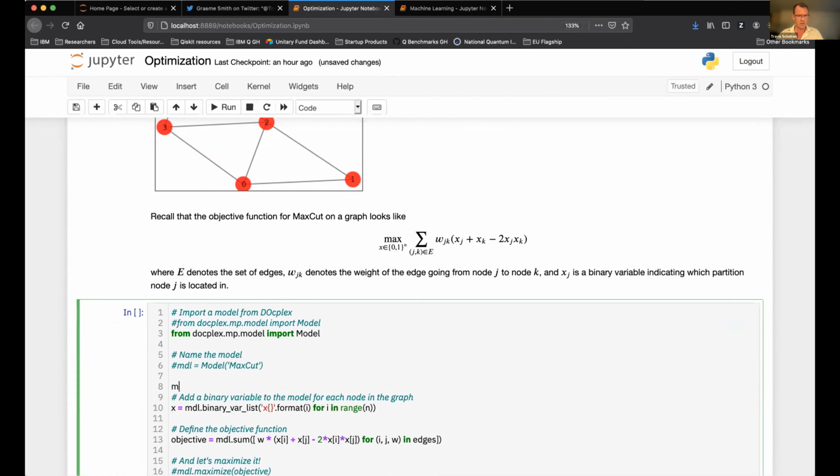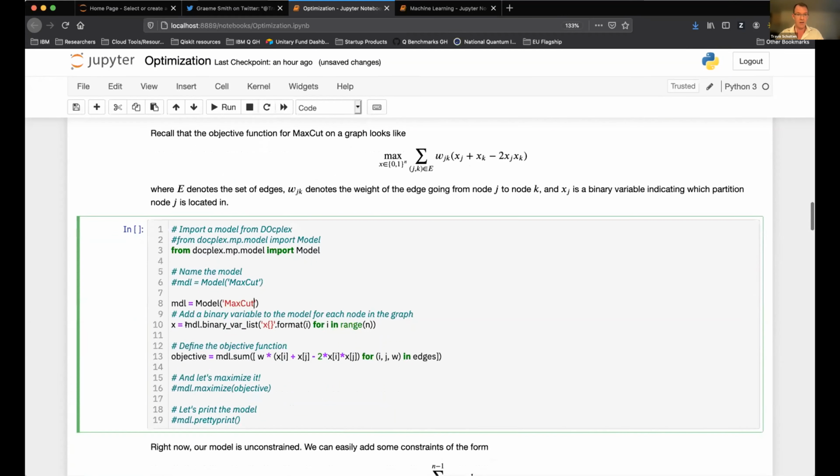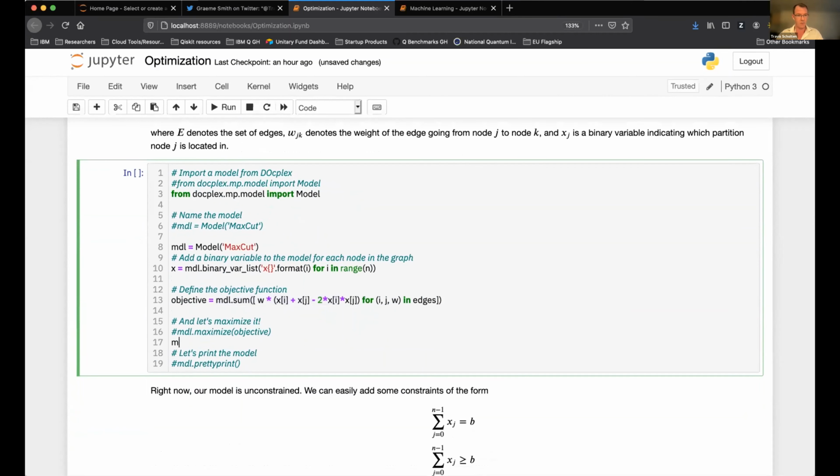And so let's go ahead and instantiate my model. We'll call it model, and we'll say this is a max cut, just to give it a name. You can see that we're going to add a bunch of binary variables, which represent which group we put a given vertex in. We have an objective function, which is exactly the same as the objective function here. And we're going to define that what we're really trying to do with this model is maximize this objective.